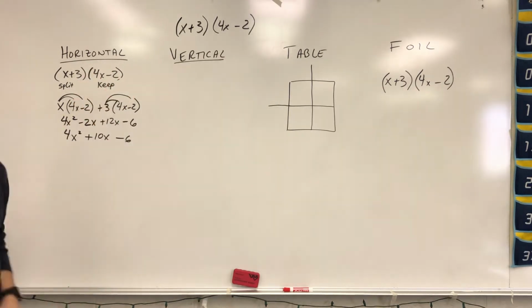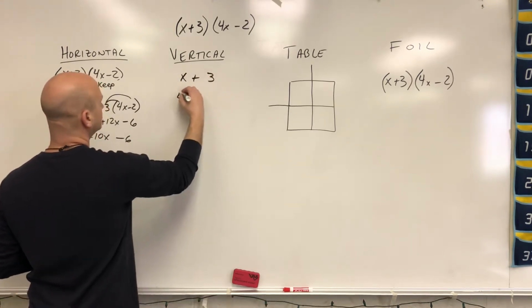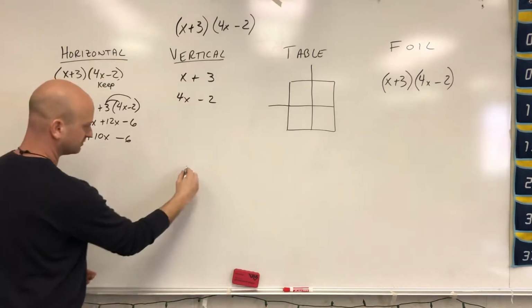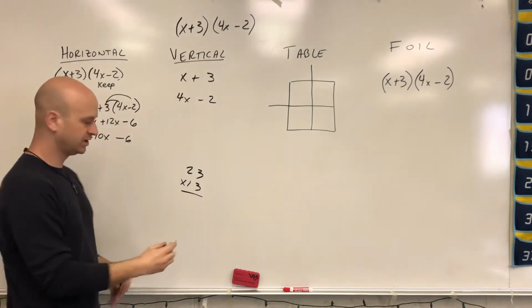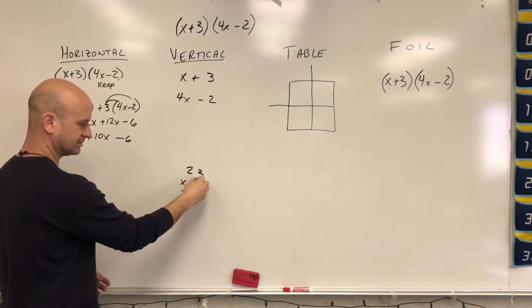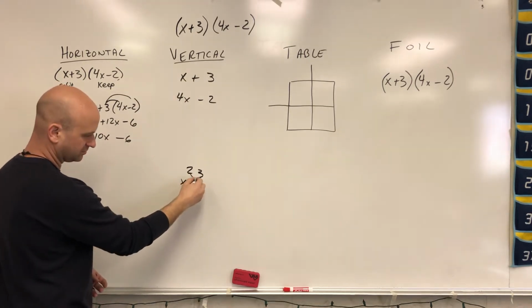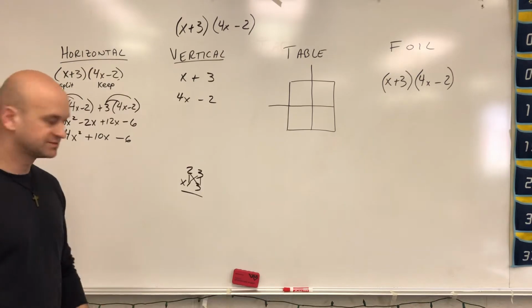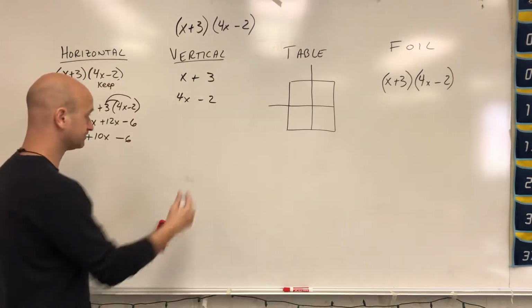Now, the second way is called vertical, and this would be very similar to multiplying 2-digit numbers together. So if we had 23 times 13, one way that most people have learned is you do 3 times 3 and then 3 times 2. And then we do 1 times 3 and 1 times 2. And then we would add up those values. We're going to do the same thing here, except now we have some variables.